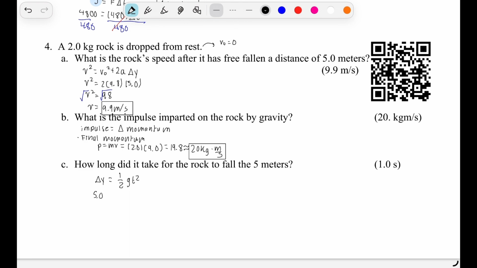This is going to be 5.0, which is equal to 1/2 times 9.8 times t squared. This is going to equal t squared is equal to 5.0 over 4.9. t squared is going to equal 1.02, and then taking the root of both of these, t is going to be equal to 1 second.